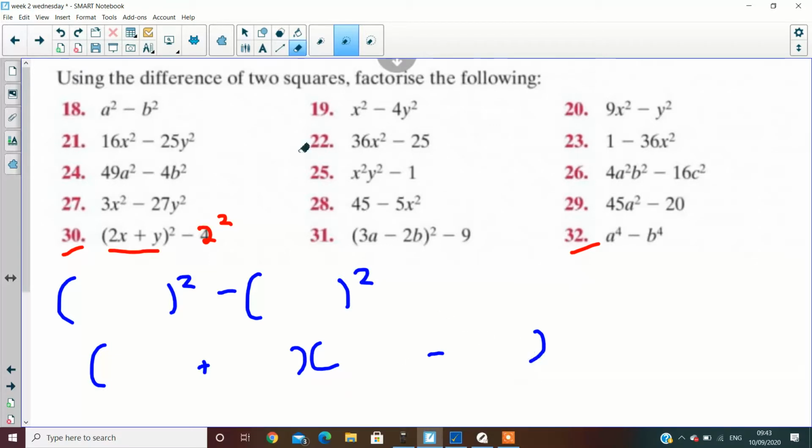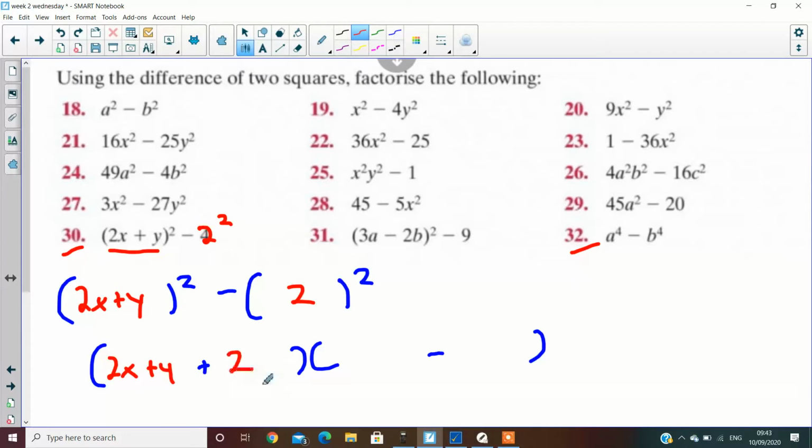Okay? So 2x plus y goes in the first bracket, 2 goes in the second bracket. Then you have 2x plus y plus 2, and you have 2x plus y minus 2. And you're done. Are we cool with that? Anybody get that one out?